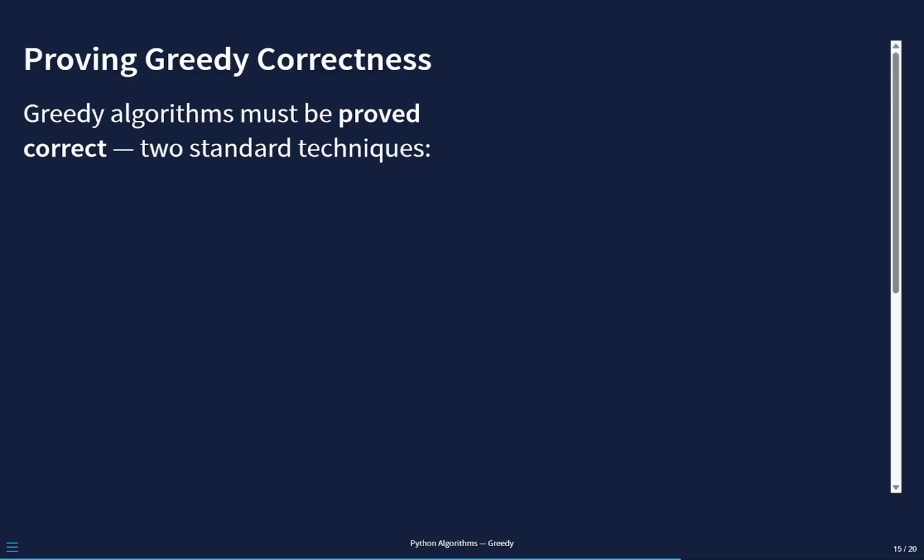Next. Greedy algorithms must be proved correct. You cannot simply test on examples and trust the result. Two standard proof techniques cover virtually every greedy algorithm in practice.